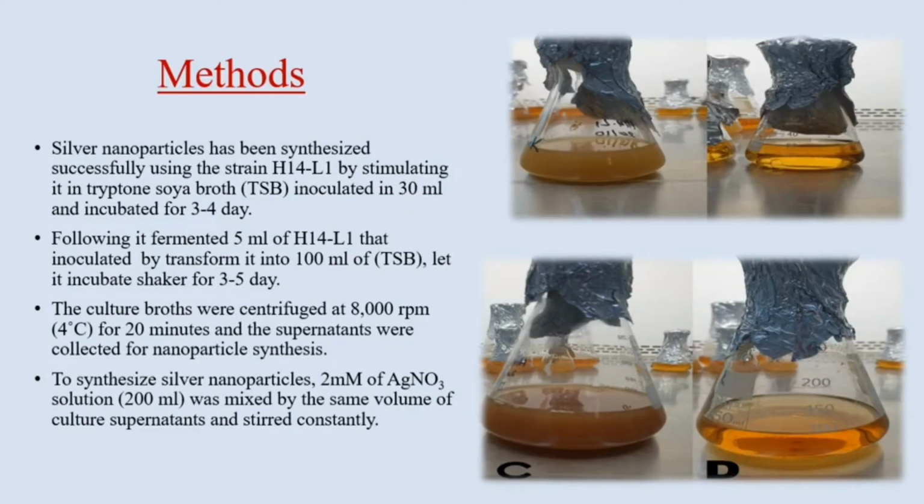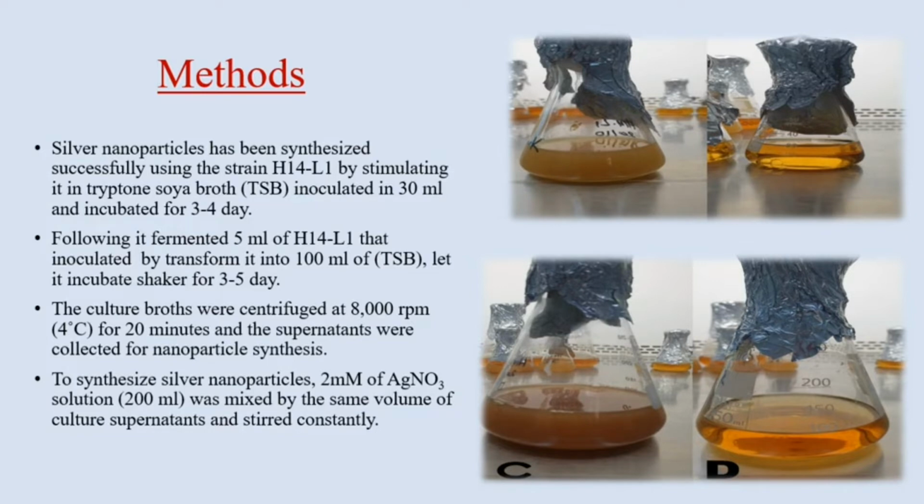Methods. In order to prepare and synthesize silver nanoparticles, the strain H14-L1 is inoculated in 30 ml of tryptic soy broth and incubated for 3 to 4 days, as shown in the first image above. Following that, the seed culture is prepared by taking 5 ml of the inoculated H14-L1 and transferring it into 100 ml of TSB. Let it also incubate in the shaker for 3 to 5 days.